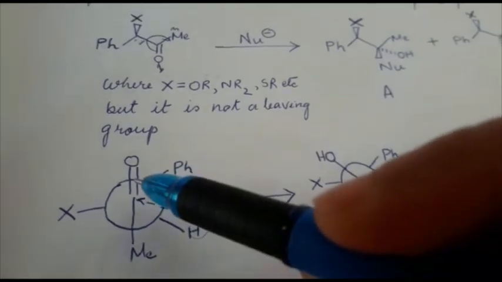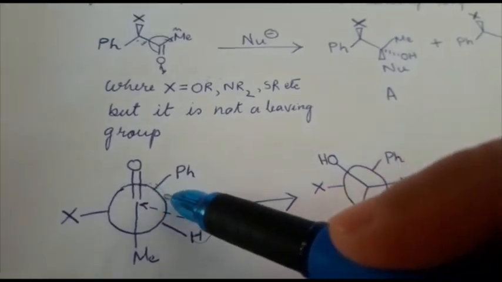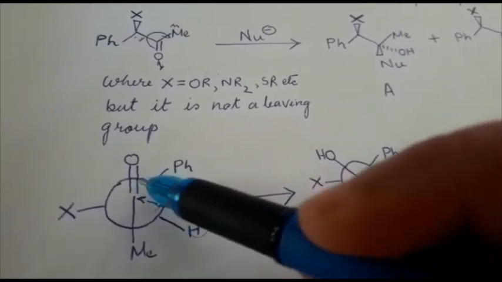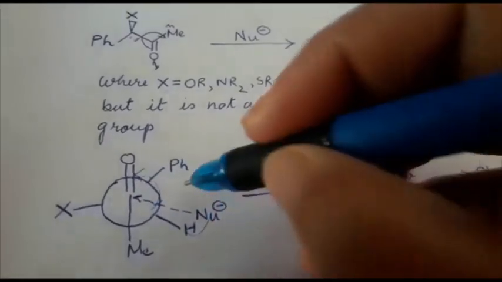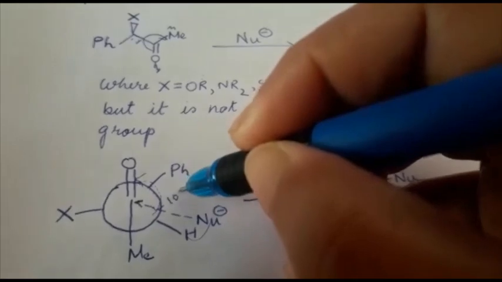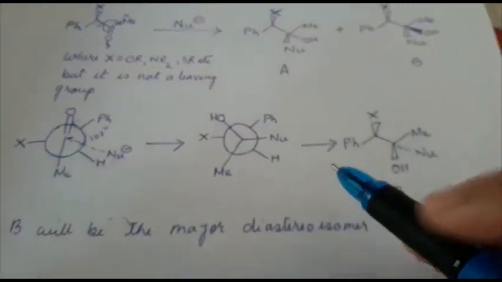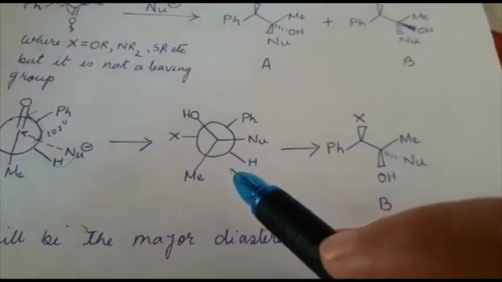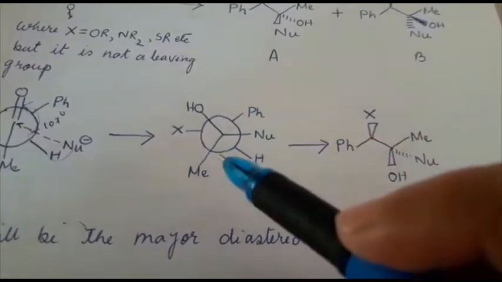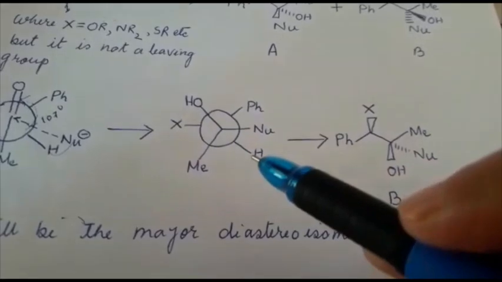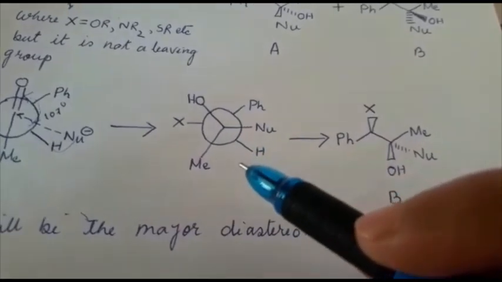We know that this particular angle is 107 degree. This is called the Burgi-Dunitz angle. And after the attack, we'll get this particular conformation. This is a staggered conformation, therefore this is stable.